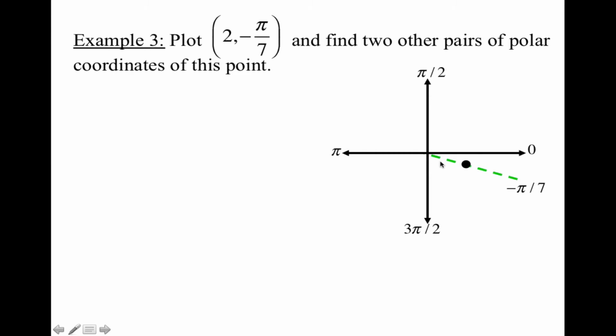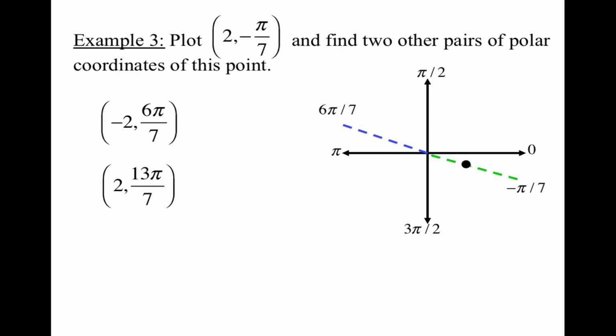Now if I was to go in the opposite direction, I would be looking at the angle 6 pi over 7, but I would need to go -2 units from that angle. So I would still land in the same spot. So my other point is -2, 6 pi over 7. And then if I was to go another 360 degrees, I would be at 2, 13 pi over 7.